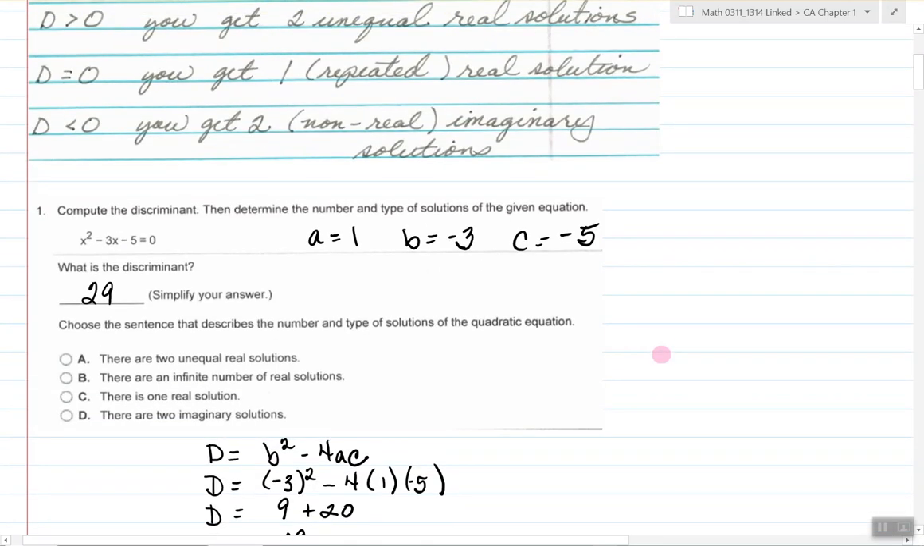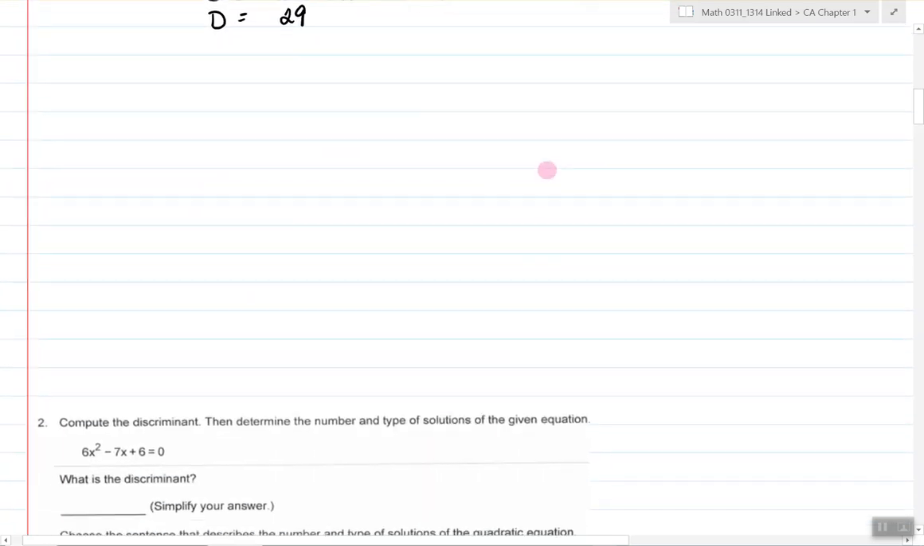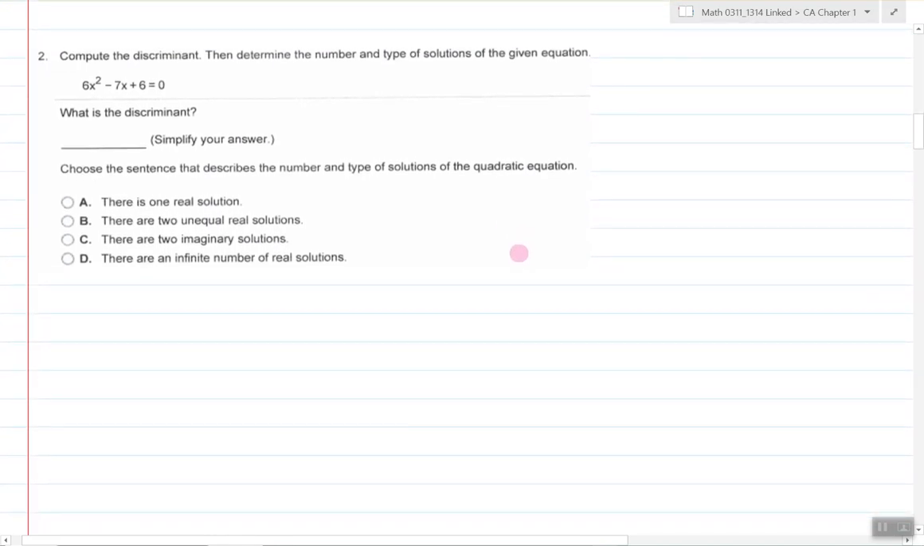Keeping these statements in mind, you may want to write these down. This is a number. 29 is greater than 0. So you're going to get two unequal real solutions. Okay, let's look at the next one. Compute the discriminant. If I'm going to do that, this needs to be in general form, which it is, and the a value is 6, the b value is -7, and the c value is 6.